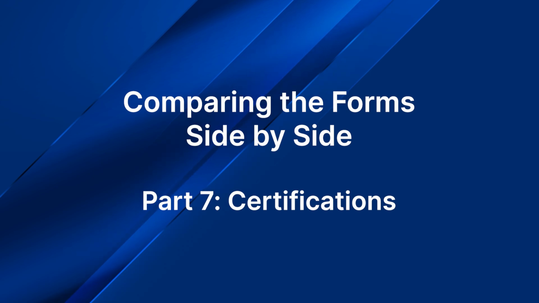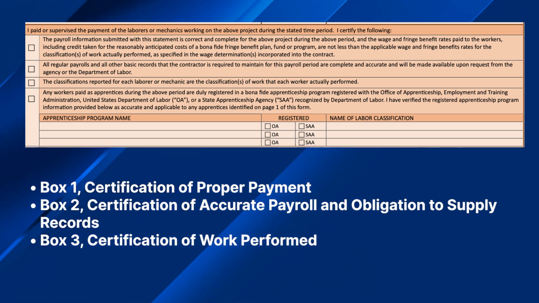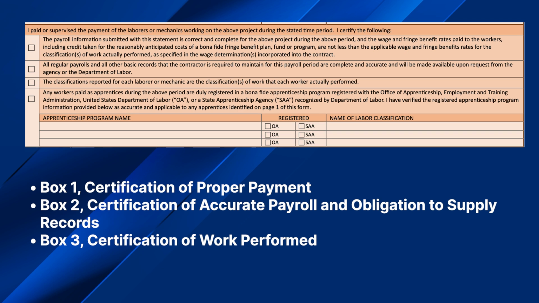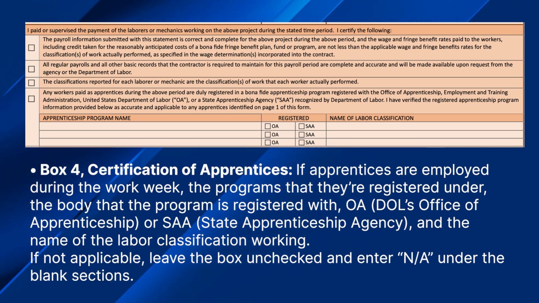Next are the certifications. The line at the top reads, "I paid or supervised the payment of the laborers or mechanics working on the above project during the stated time period. I certified the following." Then the following boxes would be confirmations that the payroll was completed with these boxes in mind. Box 1 is a certification of proper payment. Box 2 is a certification of accurate payroll and the obligation to supply records. Box 3 is the certification of work performed, and Box 4 is the certification of apprentices.